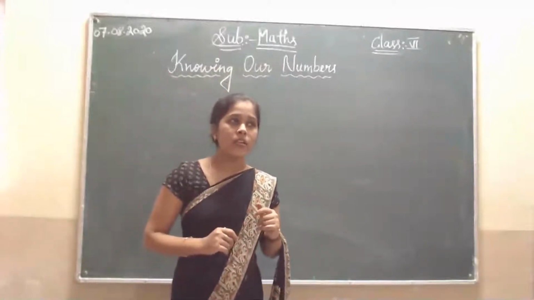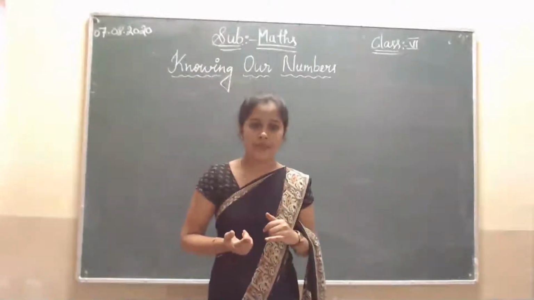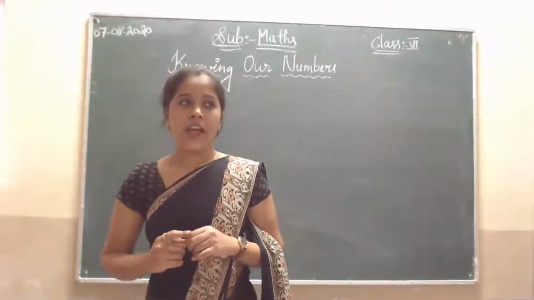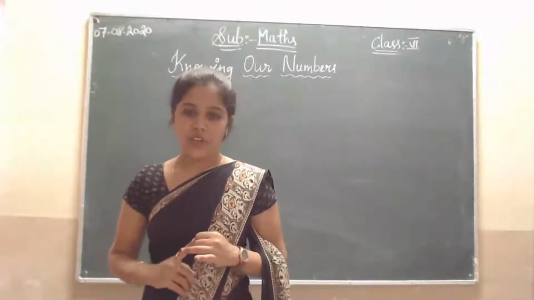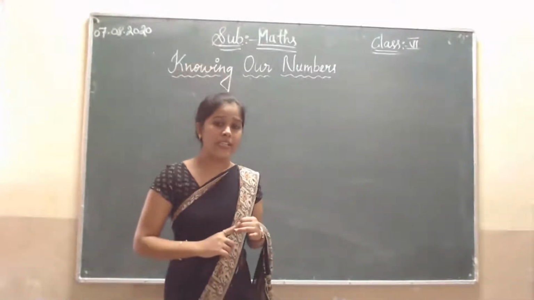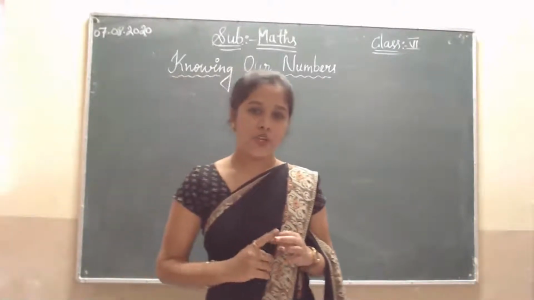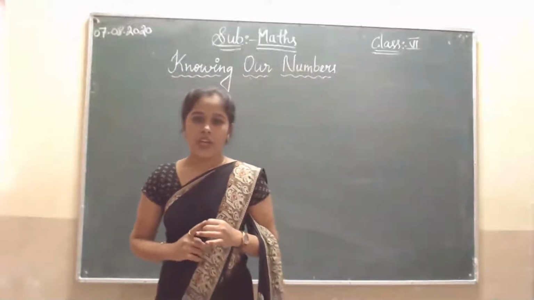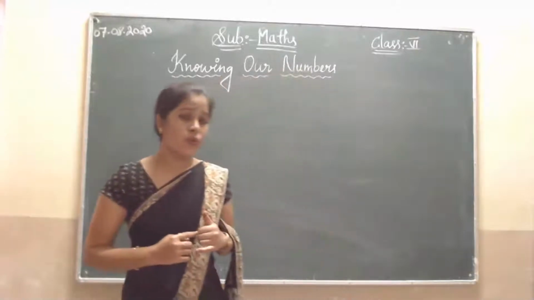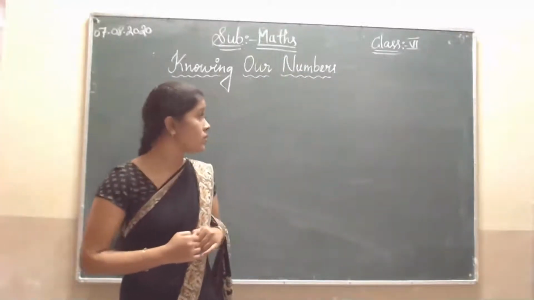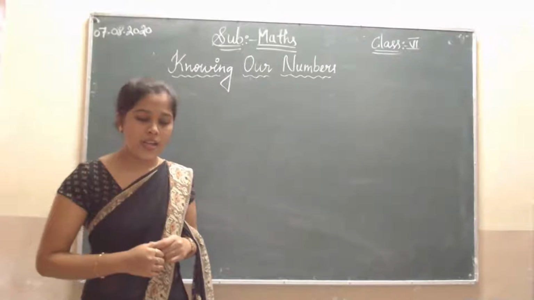In that chapter, we discussed predecessors and successors, number line, addition on number line, subtraction on number line, multiplication on number line, and properties of whole numbers: commutative property, associative property, distributive property. We have completed exercises 1.1, 2.1, 2.2 and 2.3. Now we will start with our new chapter, knowing our numbers.